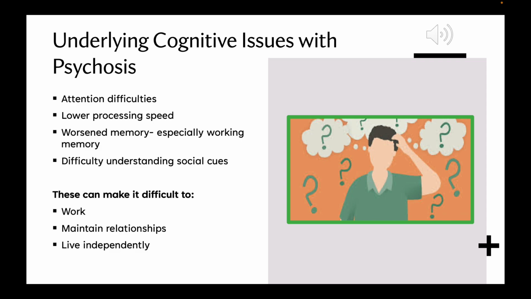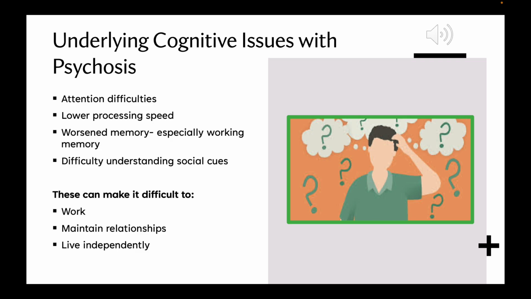Same with worsened memory, especially working memory. So trying to cognitively remember things that someone is saying to you while they're speaking to you can be very difficult if there's other things going on in your head. And then difficulty understanding social cues. If you're caught up in your own head, it can be hard to perceive the people around you and read their social cues.